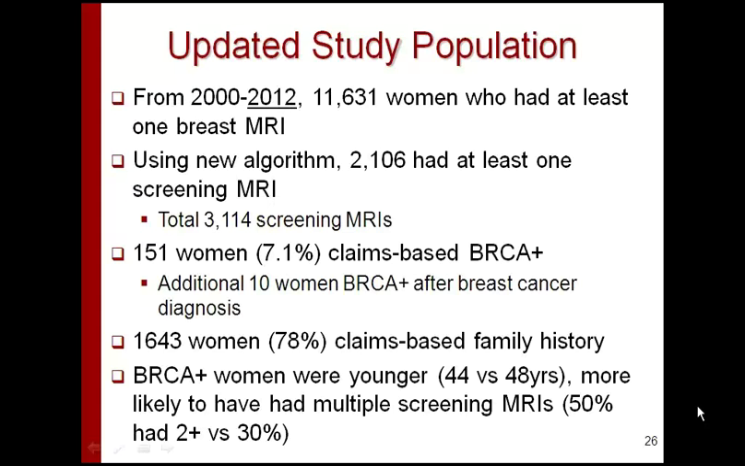If we look at BRCA positive, beginning to think about breast cancer risk, about 7% were BRCA positive in this sample. So again, it's probably undercoded in the claims, but at least we're increasing there. And the majority had a family history as documented in the claims.